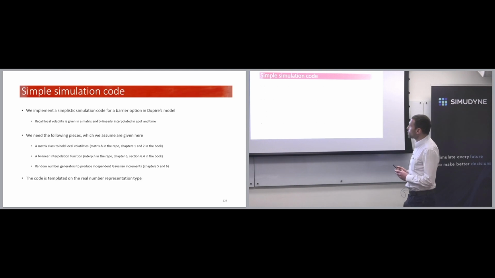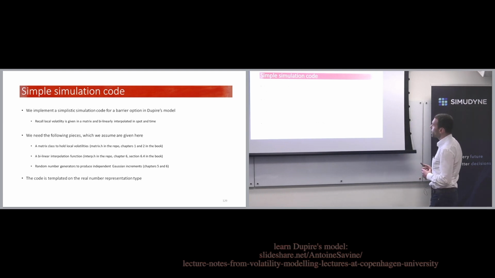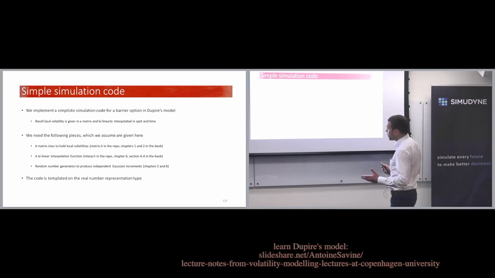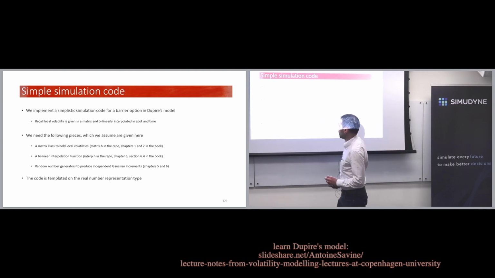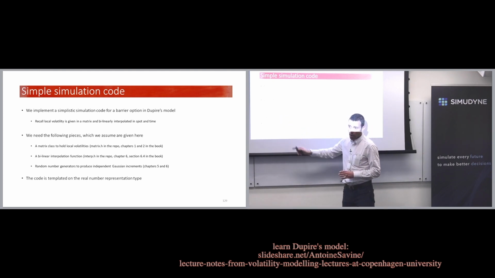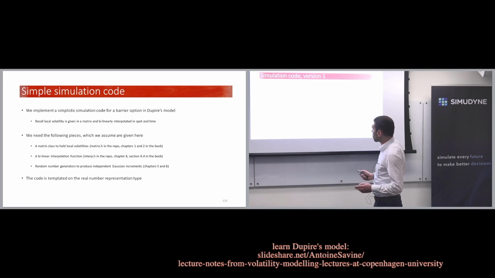So we're going to implement a very simplistic version of a Dupire simulation where local volatility is given in a matrix and bilinearly interpolated in spot and time. But we still need the following pieces. We need a matrix class that does not exist in standard C++. We need a bilinear interpolation function, and we need a random number generator. I don't want to comment on this, so in the following code I will just assume that this is given to you. And the code is templated on the real number representation type.